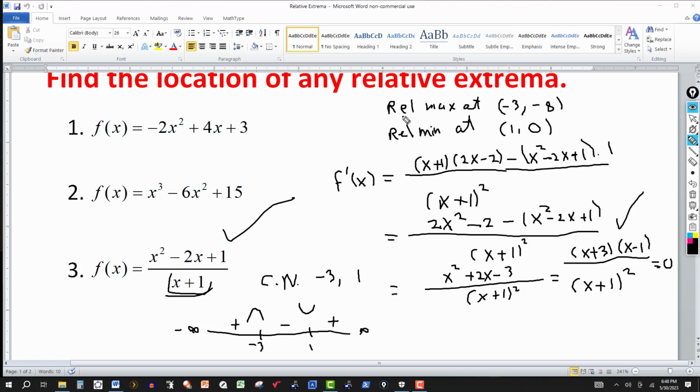Now if they ask you what is the maximum, the actual maximum, well, for the first one, it's negative 8. What's the actual minimum? You look at the second point, (1, 0), it's 0. But in this exercise, we're finding the location. So we're given the point where the maximum or the minimum occurs.